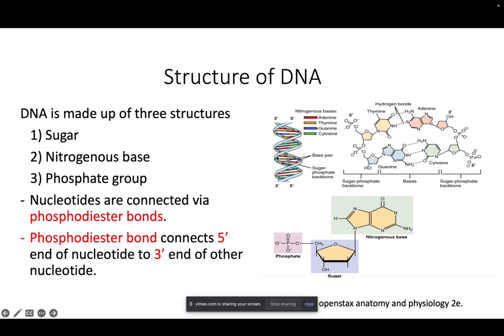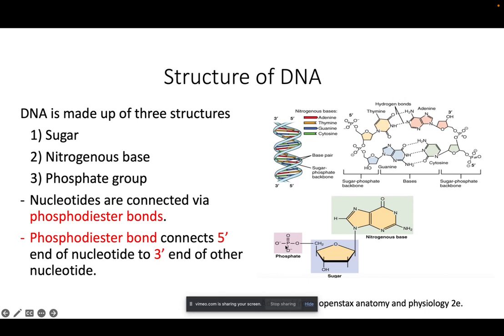And one thing I would also like to mention here is that these nitrogenous bases that you can see here, adenine, thymine, guanine, and cytosine, are paired with each other via hydrogen bonds, whereas the nucleotide, as you can see here, the whole nucleotide, which is okay.